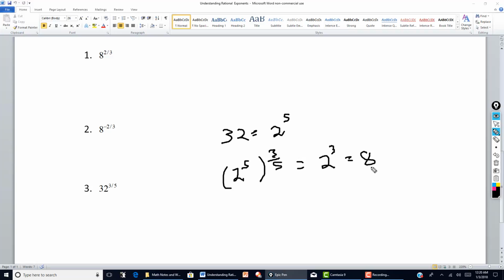Now, if I decide to work this out using radicals, based on what we've done, I can take the 5th root of 32, the 5th root of 32 is 2, and then cube it. And that gives me 8. And the other thing I could do is take the cube of 32, and then take the 5th root of that.